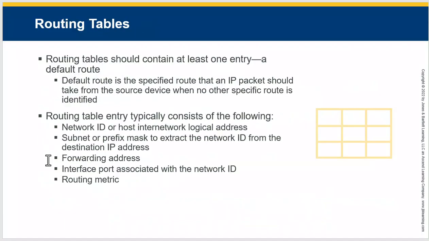Okay, a routing table. A routing table is basically just a database of networks and the router ports where that network resides. A routing table can get kind of large depending on how many routers you have in your facility. The routing table entry typically will consist of a network address and a subnet mask to go along with that network address. It'll have a forwarding address.